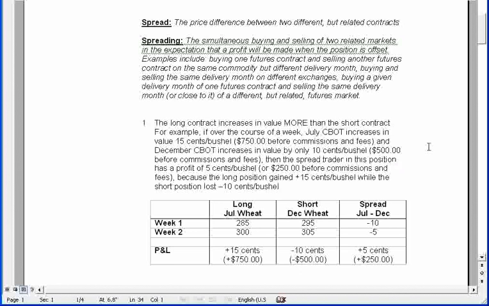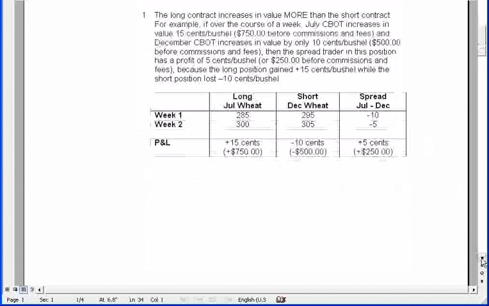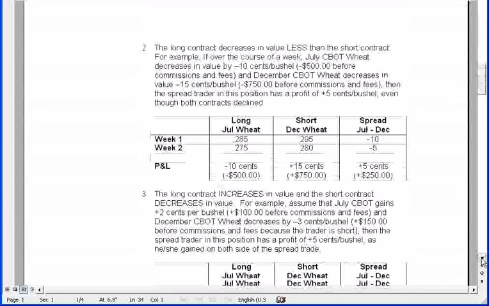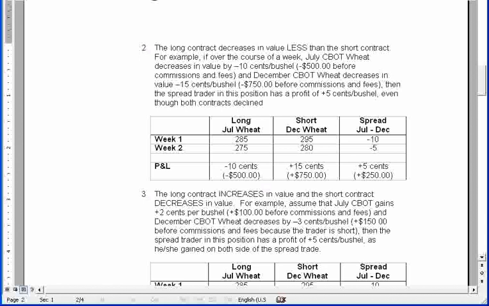Now if we look at the next, as you had said earlier, they don't both have to go up. Markets don't always go up. Sometimes markets go down. So let's look at the next one, where we can make money if our long position decreases in value less than our short position. So let's say again we bought July wheat at $2.85. We sold December wheat at $2.95.